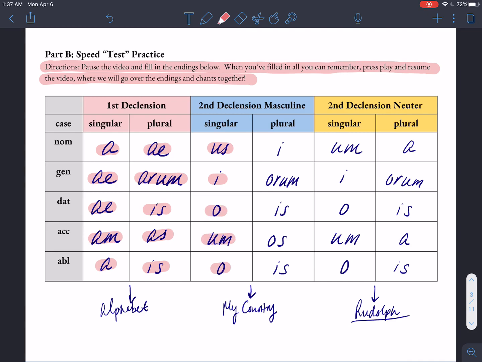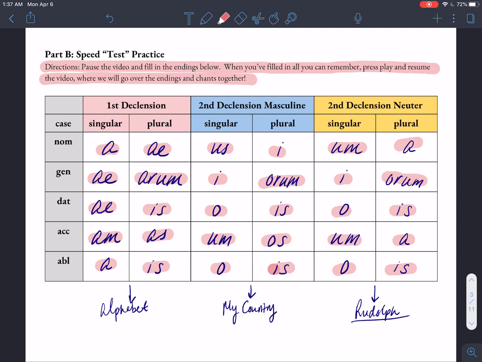U-S, I-O-U-M, O-I-O-R-U-M, I-S, O-S, and I-S-2. U-M, I-O-U-M, O-A-O-R-U-M, I-S, A-I-S. That's the neuter second declension.